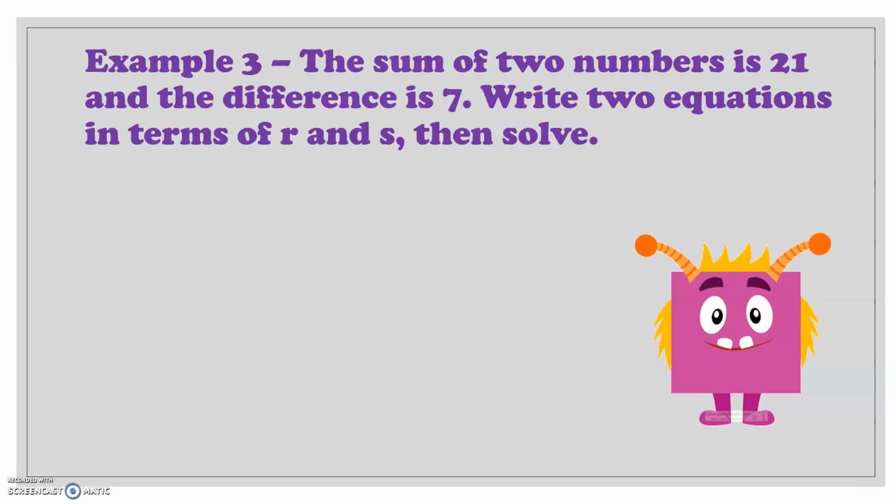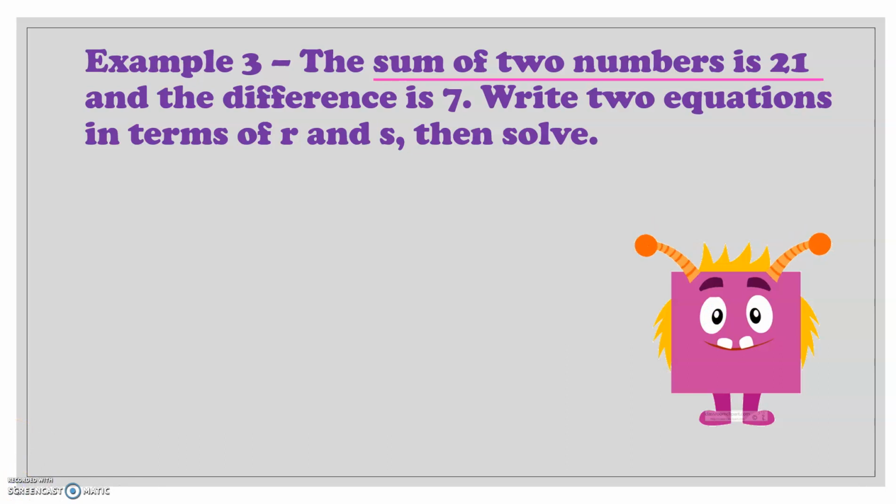Let's look at another one. So the sum of two numbers is 21 and the difference is 7. Write two equations in terms of r and s, then solve. So before I actually get into working this and writing the equations, it's important for me to make sure I understand what pieces of information are important in the question. This first part, the sum of two numbers is 21. When we think back to what sum means, I know that it means addition.